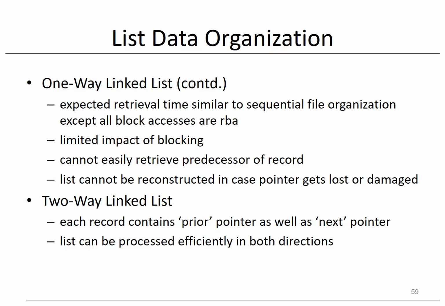Two disadvantages of a one-way linked list are the inability to return to a record's predecessor in an efficient way, and the fact that if one of the pointers is lost or damaged, the logical sequence of the list cannot be reconstructed.